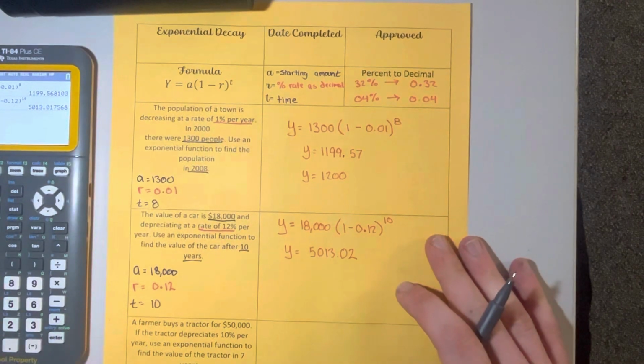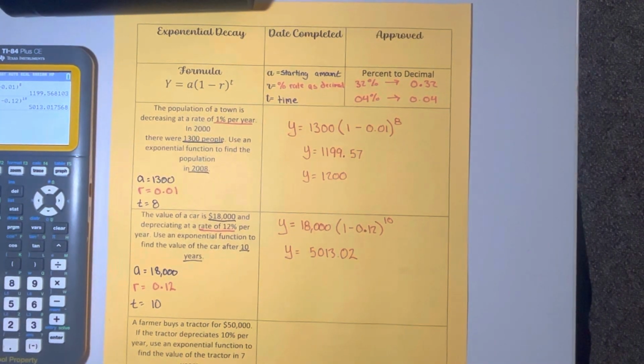That's it. The third one about a farmer buying a tractor is for you to do. Remember to do the third one on the front, and that's all you got to do for exponential growth and decay.